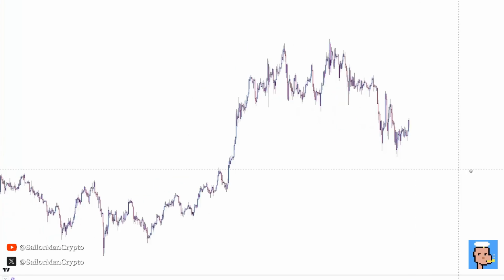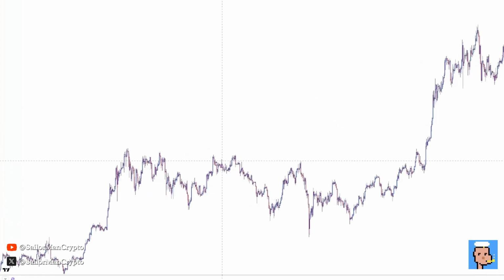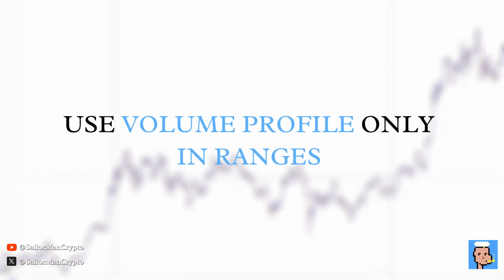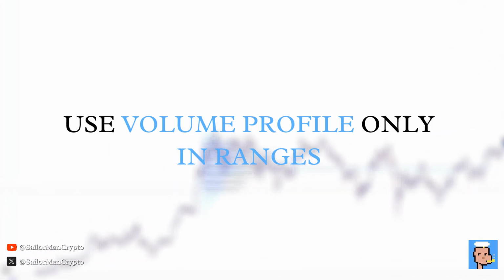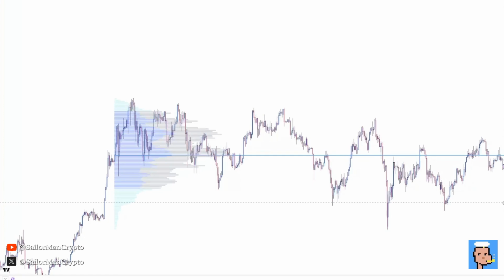Now I'm using it on the nine-hour time frame, let's take this range. First of all, since it's called fixed range volume profile, it needs to be used in ranges. So you don't use this in an uptrend. Then we will see that price is fractal. You can also use it in an uptrend, just modifying the time frame.